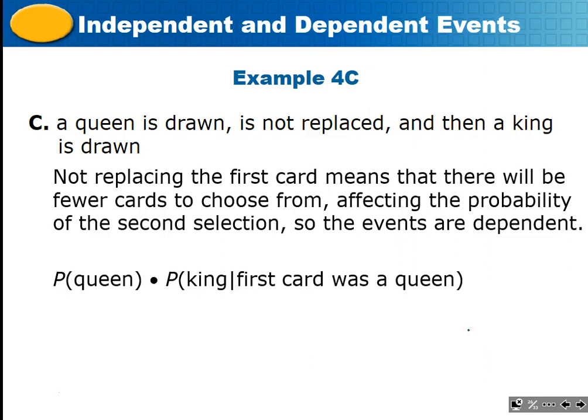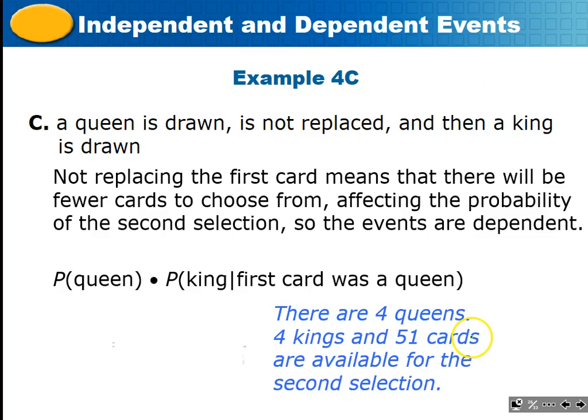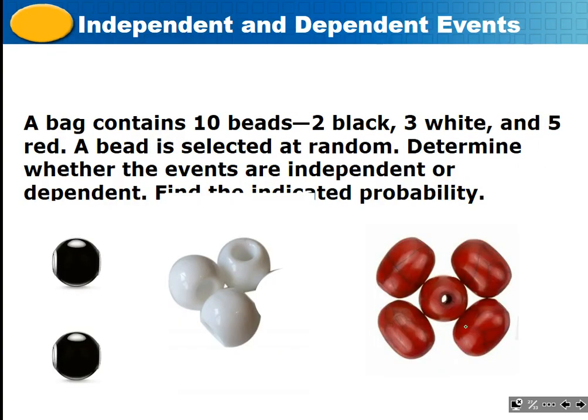Now the probability of the king is 4. Now again, we didn't replace that queen, so we only have 51 cards left. So we're going to do 4 over 52 times 4 over 51. When we do that and reduce it, it's going to be 4 over 663. Okay, so on this next set of problems, go ahead and do this and then come back to me.